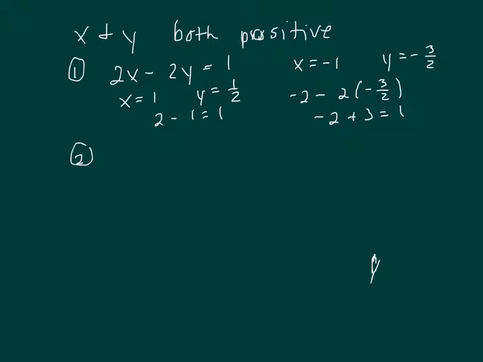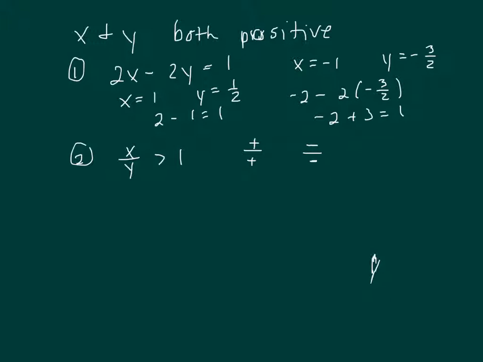Clue 2 says x over y is greater than 1. Well, for that to be greater than 1, it has to be positive. And for that to be happening, it had to be a positive over a positive or a negative over a negative. So that doesn't work by itself. So let's put both of them together now.